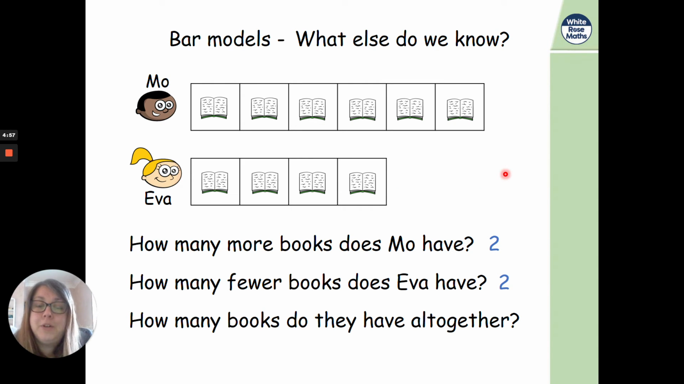How many books do they have altogether? That's a nice straightforward one. I think you'll be able to do that. How many do we have all together? So we've got 6 and 4, which makes 10. Well done. I'm sure you got that one right.